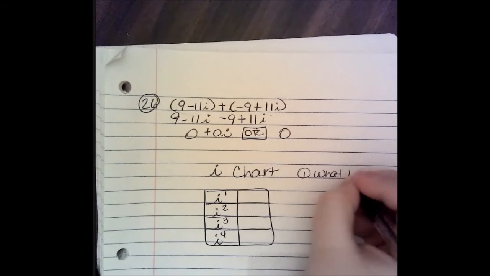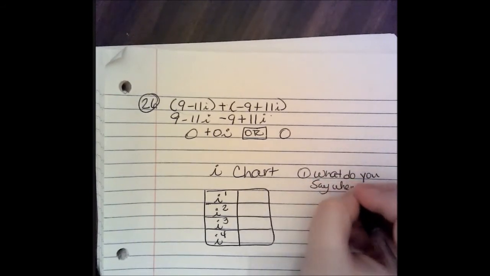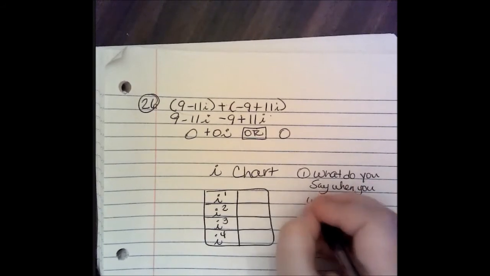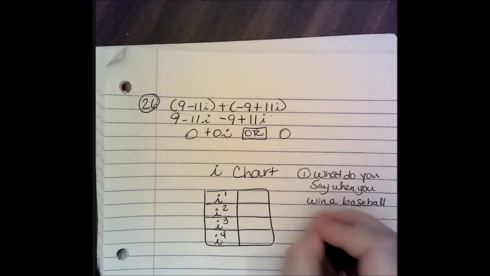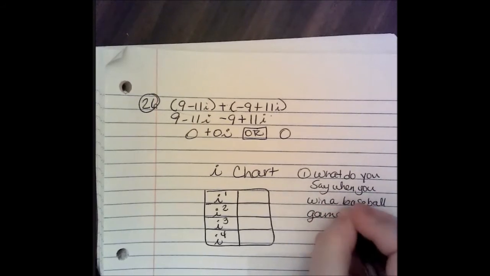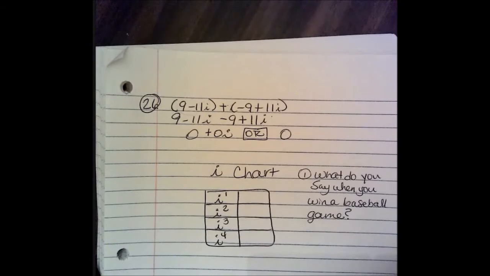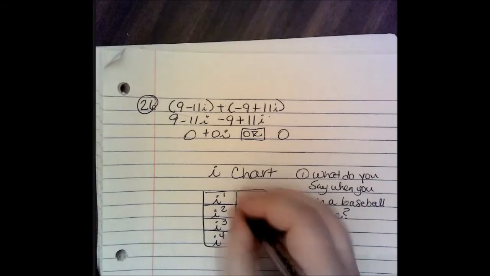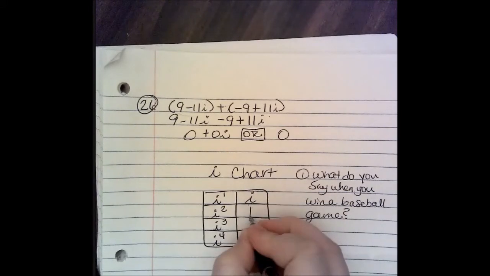Okay? So now, the first thing I say is, what do you say when you win a baseball game? So I always say that in math we're a little bit conceited. Everything's just about us. So when we win a baseball game, we say, I won, I won. We get all excited. So watch what happens here. We get I won, I won.